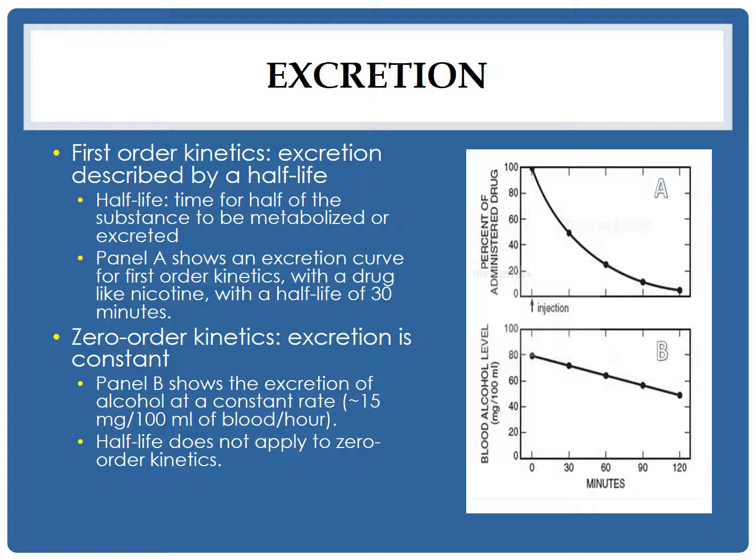Then the bottom panel shows zero order kinetics. The example here is alcohol, which is excreted at a constant rate. So rather than following a curve like nicotine does, alcohol in your system is excreted at a constant rate, or a straight line on this curve of level over minutes.